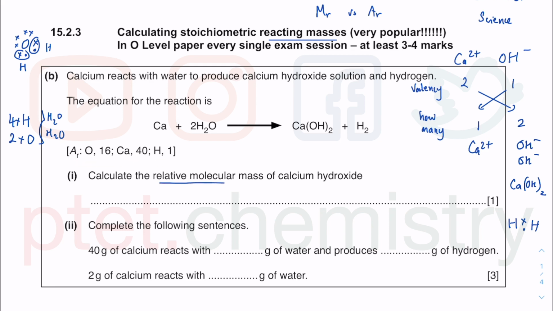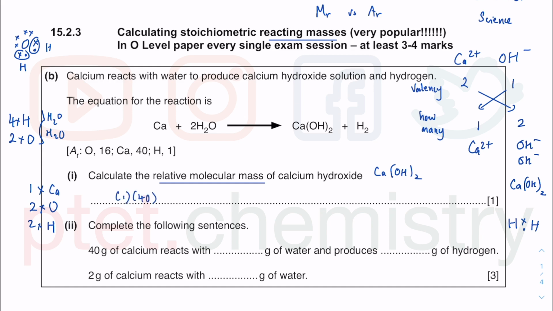Calculate the relative molecular mass of calcium hydroxide, which is basically calcium OH twice. So there is 1 calcium, 2 oxygens, and 2 hydrogens. I will write down 1 calcium, 2 times hydrogen, and 2 times oxygen. What I do then is sum up the mass.